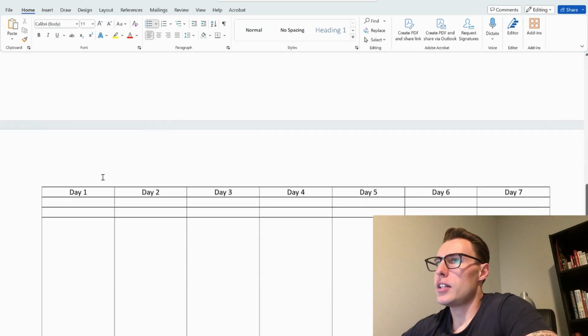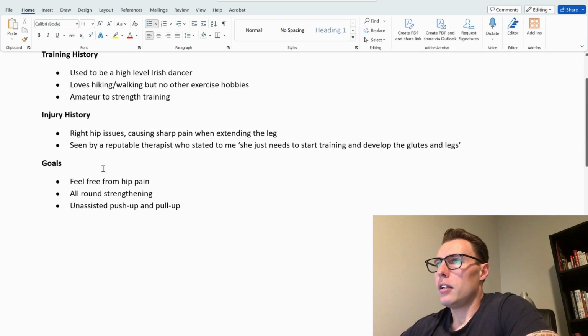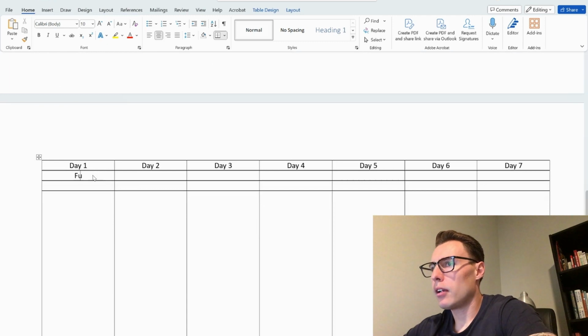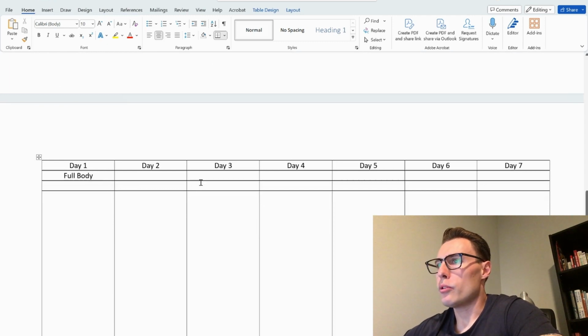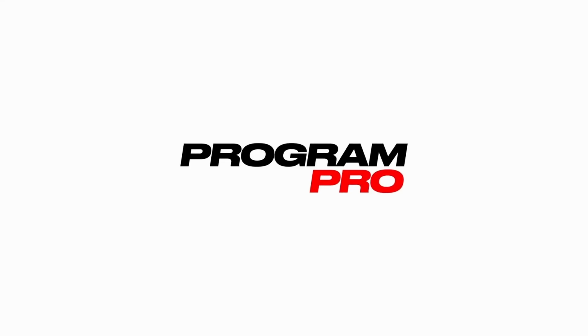So just to keep things simple, let's say they're an amateur to strength training. Let's say day one, we'll just say full body for all of these. But what you'll notice is that there are different strength training methods that you can use. There are three main strength training methods, and we go over all three of these in depth in the Program Pro certification.